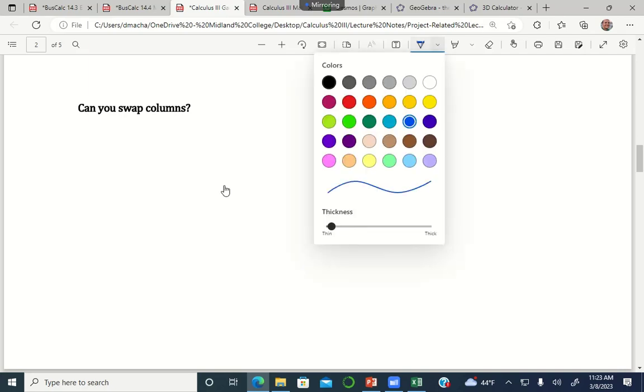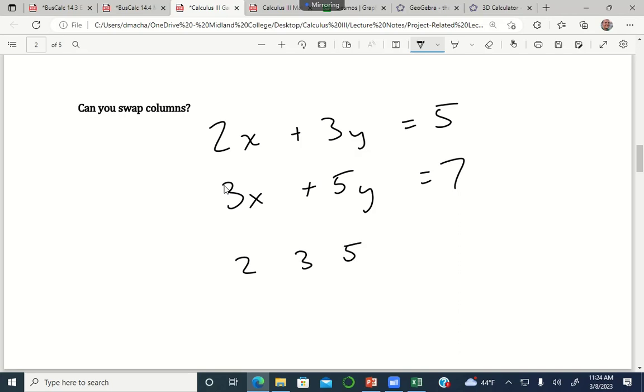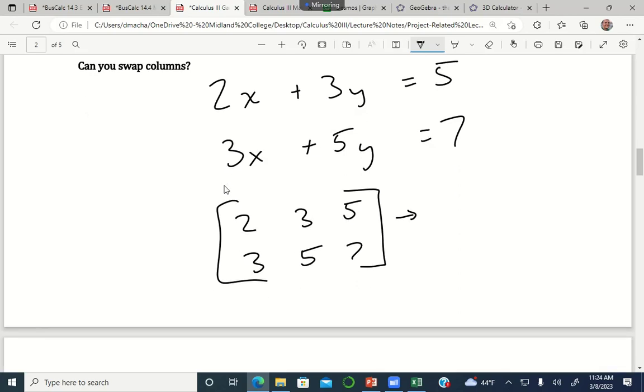One question you might ask is, can I swap the columns? And so let's think about what that would mean really quick if I just have some system of equations like this. If I wanted to swap the columns, let me write the augmented matrix really quick. If I wanted to swap columns 1 and 2, then I would be writing 3, 5, 2, 3, 5, 7.